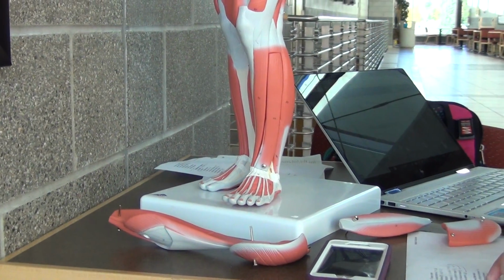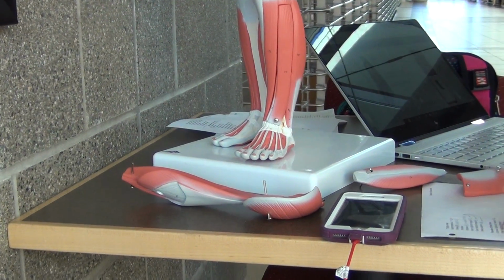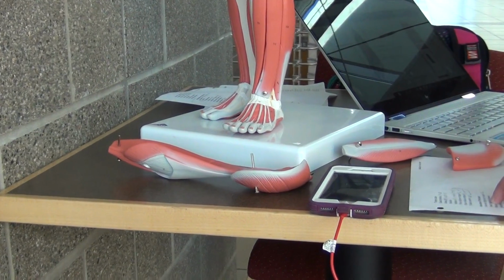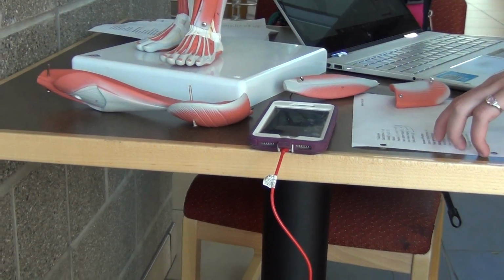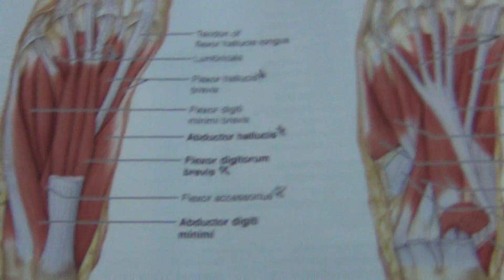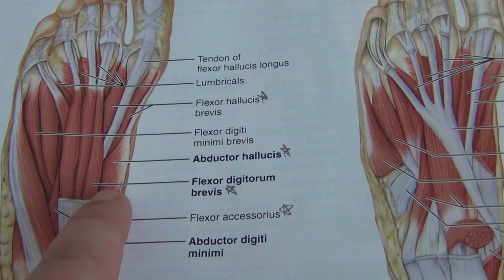Next is the flexor digitorum brevis. The origin is the calcaneal tuberosity, and the insertion is the middle phalanx of 2 through 4th toes. The action is it helps flex the toes. So as you can see in the book, it is right there.